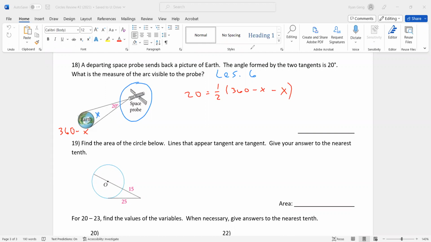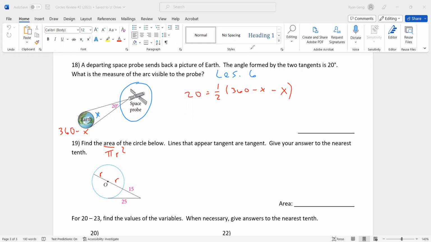All right. 19 says find the area of the circle below. Area is pi r squared. So if I can find the radius, I'm almost done. The radius is here, but I have to figure out the diameter first, right? So we'll back up here a second.